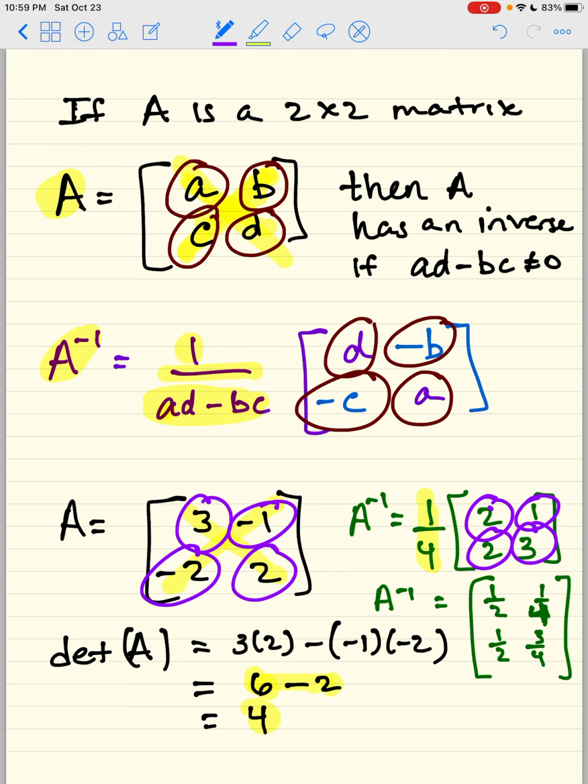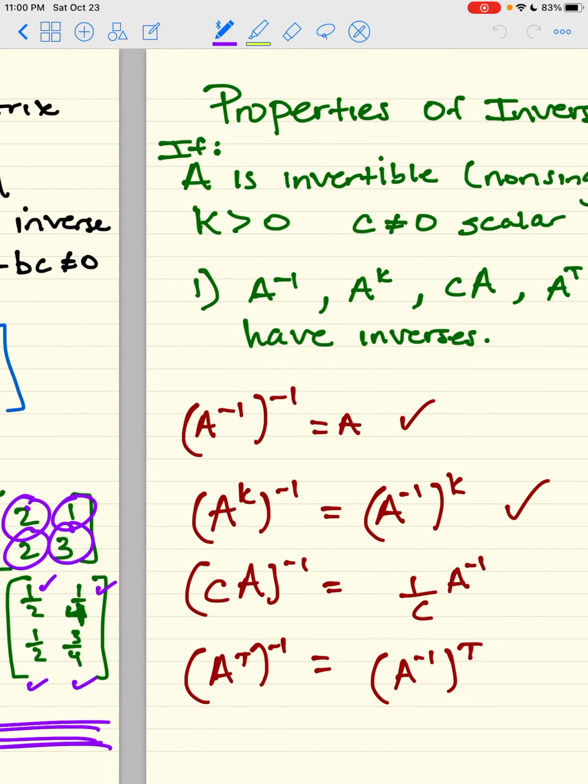So 1/4 of 2 is a half. 1/4 of 1 is a fourth. 1/4 of 2 is a half. 1/4 of 3 is 3/4. This is your inverse and you are done. How insane is that? So that's how you do a 2 by 2.